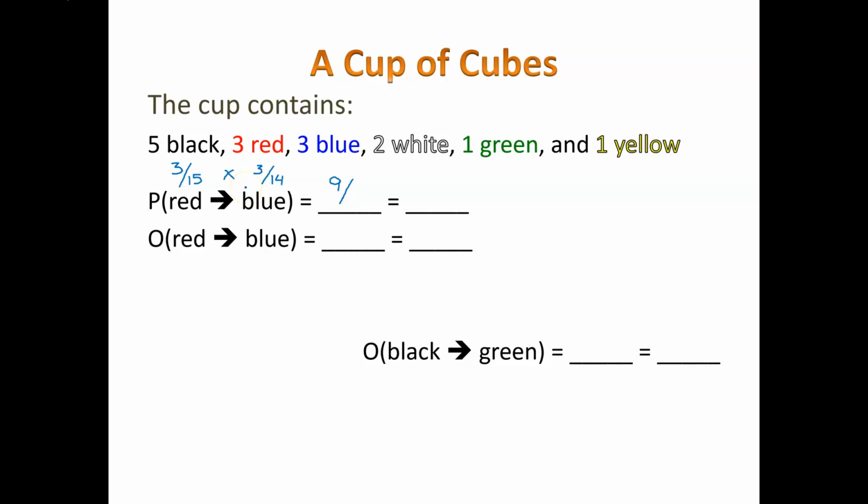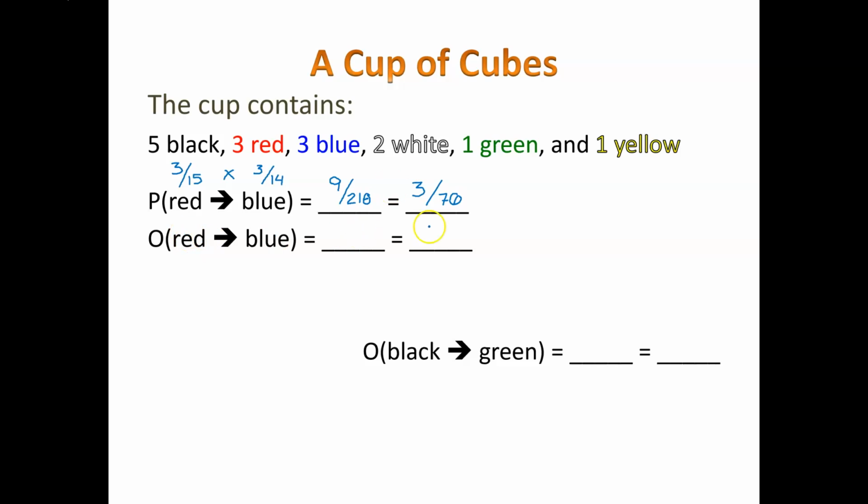15 times 14 is 210. Now that can be simplified by 3. 9 divided by 3 is 3. 210 divided by 3 is 70. So our probability of pulling a red, then blue, without replacement is 3 over 70.